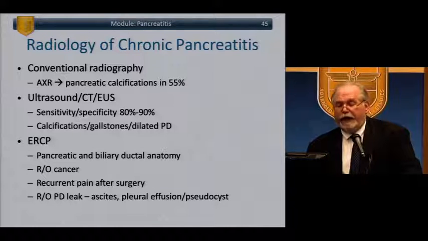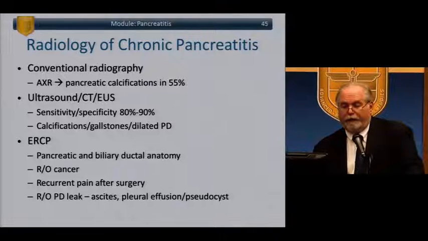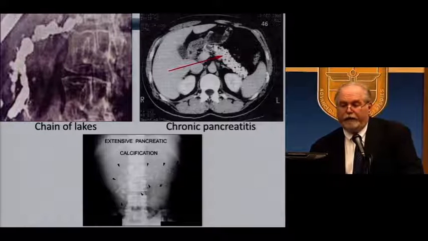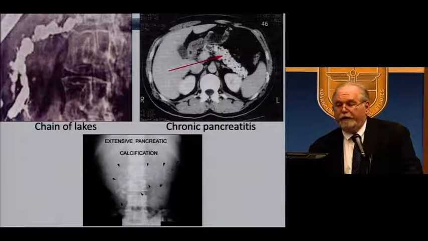ERCP is used to look at the anatomy to rule out cancer, for recurrent pain, and to look at a pancreatic duct leak, pleural effusion, ascites, or a pseudocyst. And here we see the typical chain of lakes configuration on ERCP. Here we see a shrunken pancreas, and here we see the pancreatic calcifications.